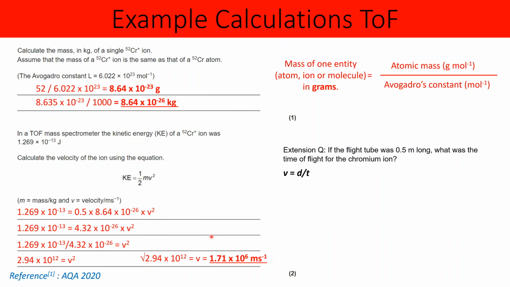Okay, little extension question over here. If the flight tube was 0.5 meters long, what was the time of flight? So we're trying to work out t, the time of flight. We've got the distance here, 0.5, and we've got the velocity from the previous part of the question. So plug in the numbers you know. We don't know t. Rearrange for t by doing distance divided by velocity. And there we go, we've got the time of flight. Very, very short time there. These ions are moving very, very quickly.